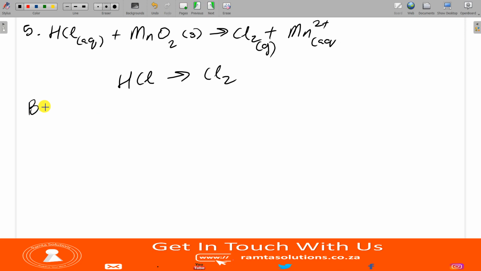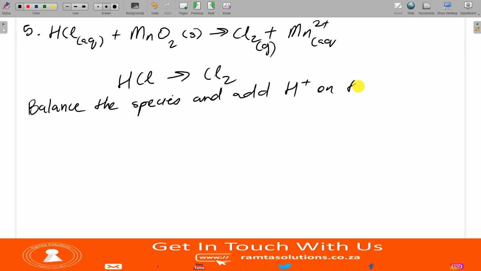Balance the species and add H+ on the product. So to balance the hydrogens, right? So what do we do? To balance the species, we'll say chlorines, let's balance them. Now the chlorines are balanced.